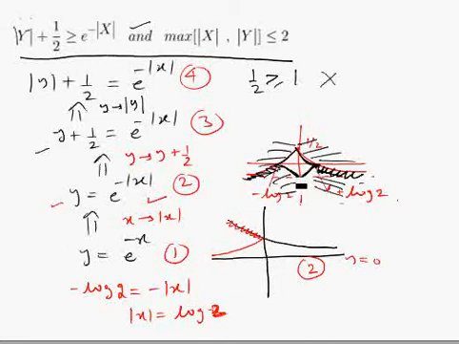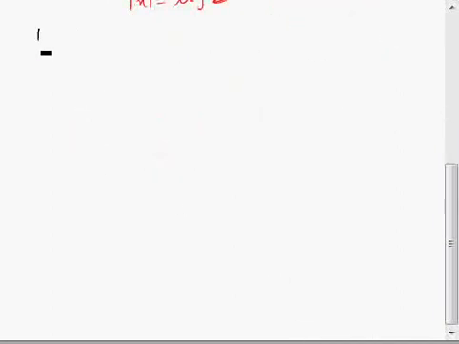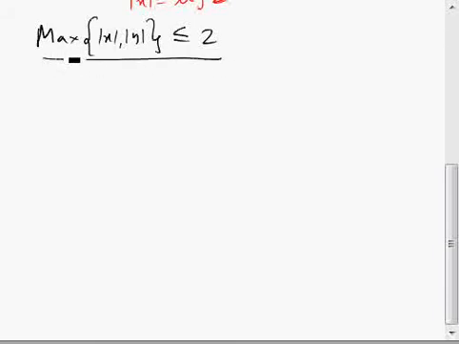Now let's plot the second curve. The second curve is max of mod x, mod y less than or equal to 2. Now the easier way of plotting this is, if the maximum of these two is less than or equal to 2, then we can say both of them should be less than or equal to 2. If the maximum of the two is less than 2, then obviously the one that is less than the maximum would also be less than 2.